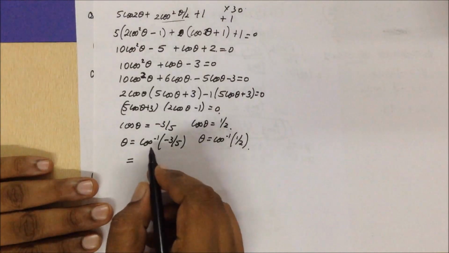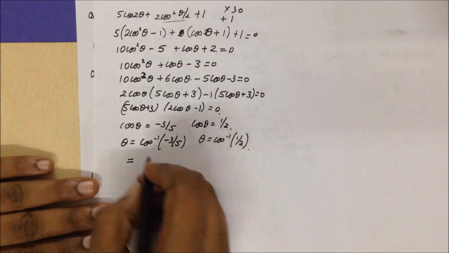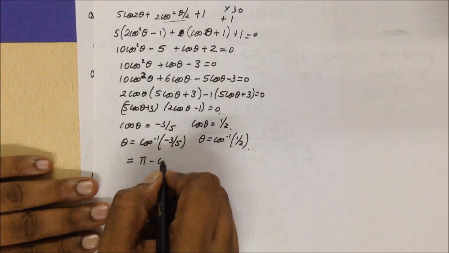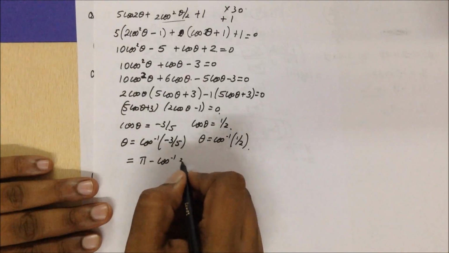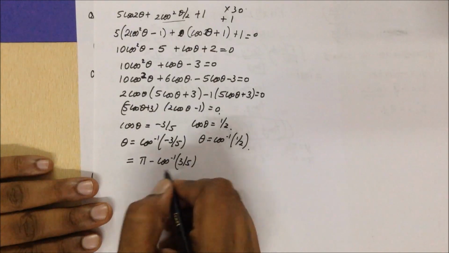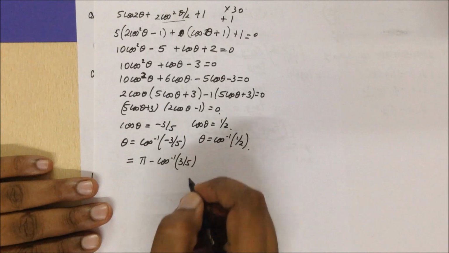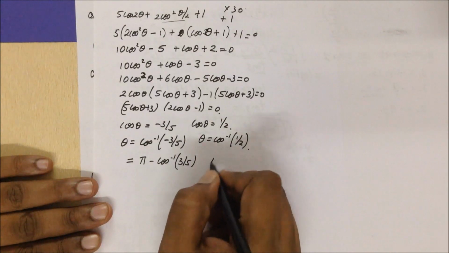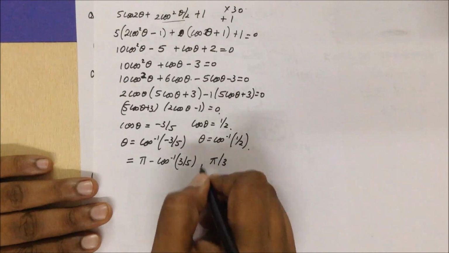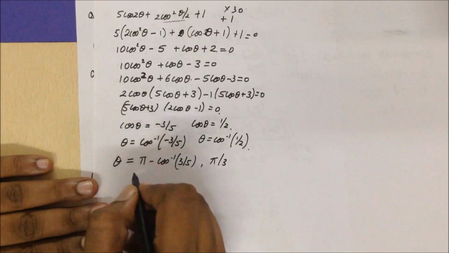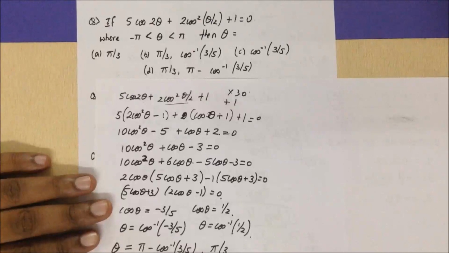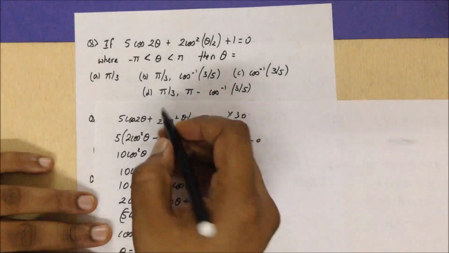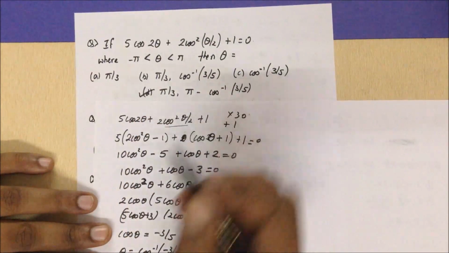From this I know that my cos inverse of minus x is going to be pi minus cos inverse of x. So in this case it's pi minus cos inverse of 3 by 5, and my cos inverse of half is nothing but pi by 3. So my theta will be having these two values, so you can check out in the options that's going to be the D option.